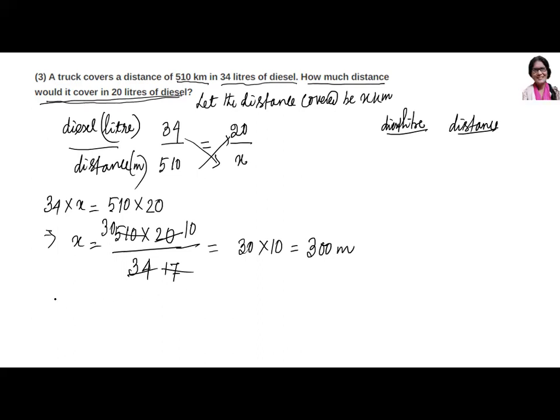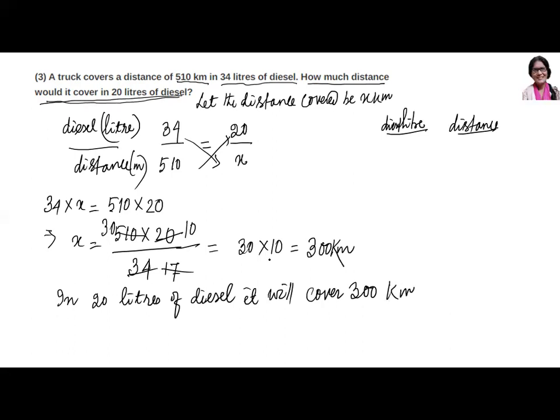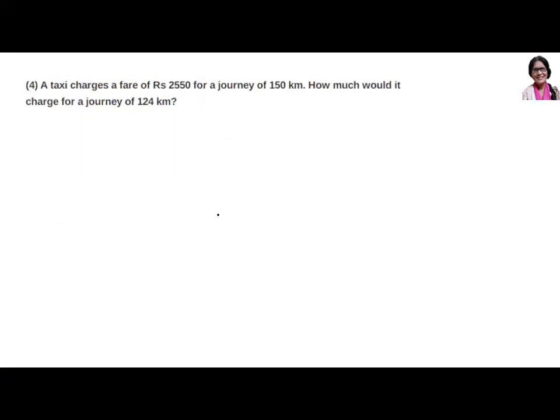So now I'll write the statement. In 20 liters of diesel, it will cover 300 meter or kilometer? Kilometer, of course, kilometer. So what we wrote: diesel and distance. Diesel, what is given, I wrote down first, then what is not given I took as x, then I made the ratio equal. Let us take another question.